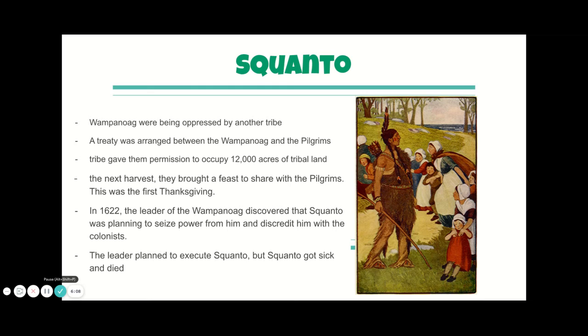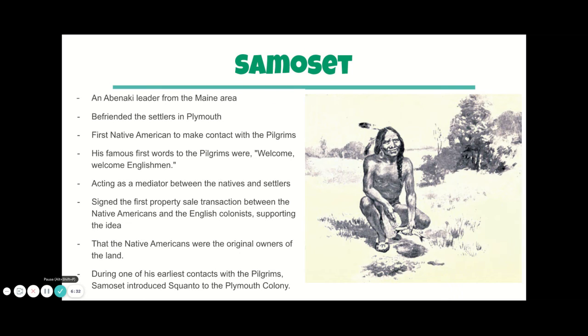So at their next harvest, they all brought a feast to share with the Pilgrims, and that is considered the first Thanksgiving. In 1622, the leader of the Wampanoag discovered that Squanto was planning to seize power from him. And so he began to discredit him to the colonists, kind of talking badly about him, saying he's not a good guy. The leader of that tribe then planned to execute Squanto, but Squanto got sick and died in the meantime.